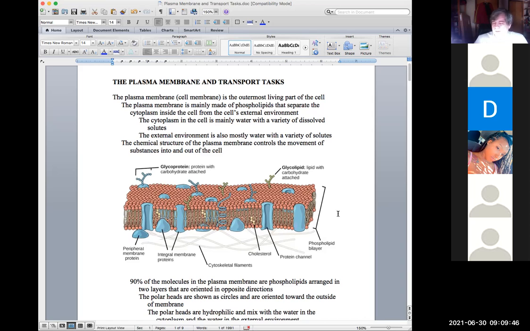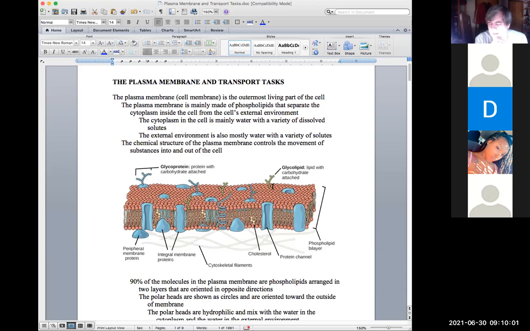Lipids are nonpolar. So oxygen, carbon dioxide, a lot of lipids can basically just swim across the plasma membrane. We'll look at how they do this later. But those are about the only types of molecules that can get across the plasma membrane without some significant help. Now, the phospholipids make up about 90% of the molecules in the plasma membrane.